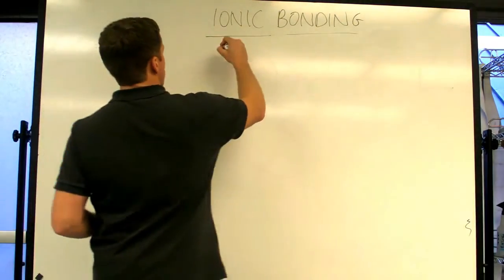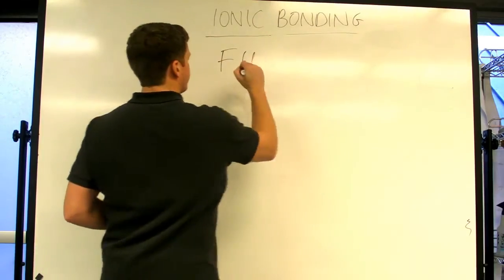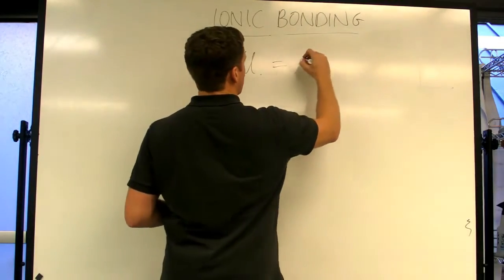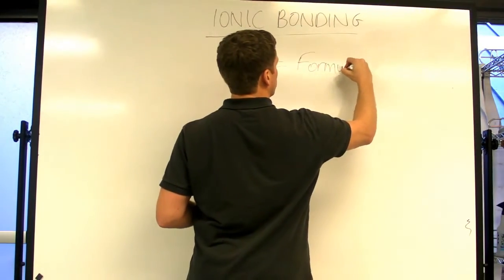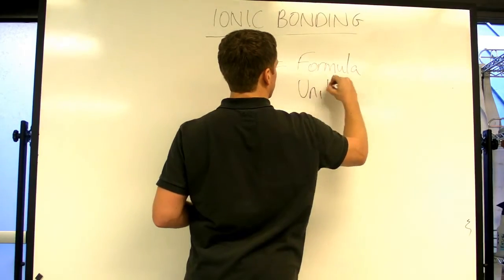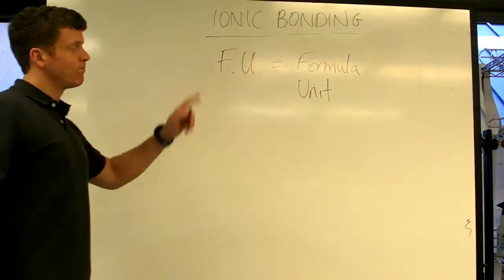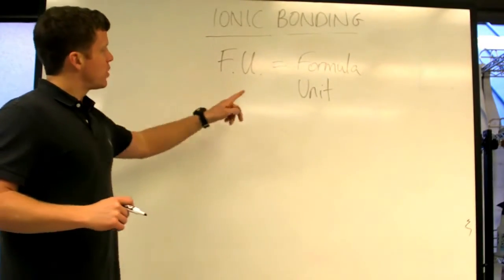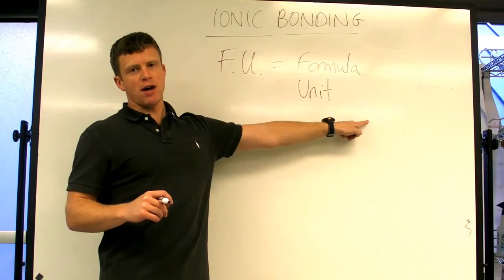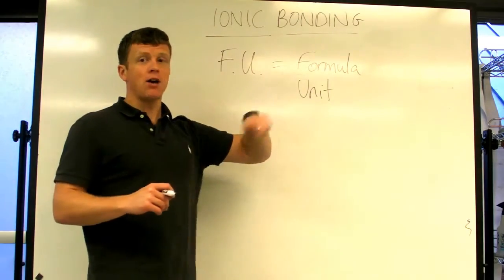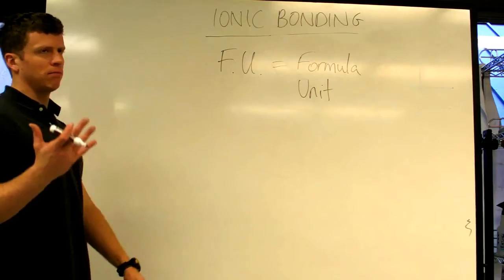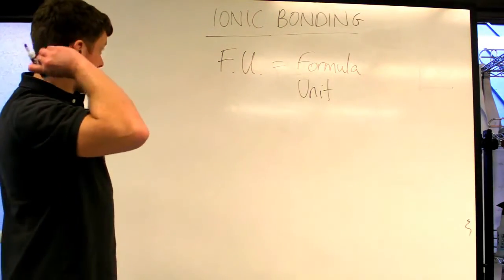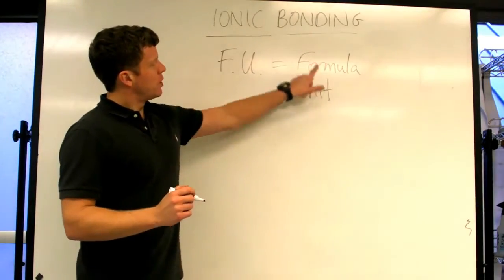For this, we need to talk about FU. What does FU stand for, Mr. Slater? Well, it stands for a lot of things, but in this case, it's going to stand for formula unit. Rather than talk about a molecule, we need a different way to describe an ionic compound. Ionic compounds are usually solids, and we'll talk about why in a second. So we're going to talk about formula units.